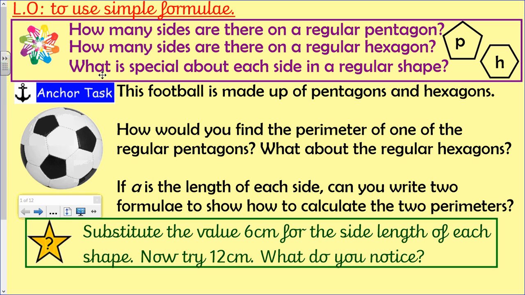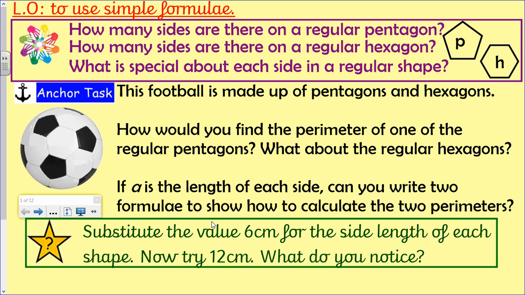Okay. So up here with the supporting hands, how many sides are there on a regular pentagon? The black shape here. If you're not sure, count them. How many sides are there on a regular hexagon? If you're not sure, it's this shape here and the white shapes here, you can count them. This is important. What is special about each side in a regular shape? Very specifically saying a regular pentagon and a regular hexagon.